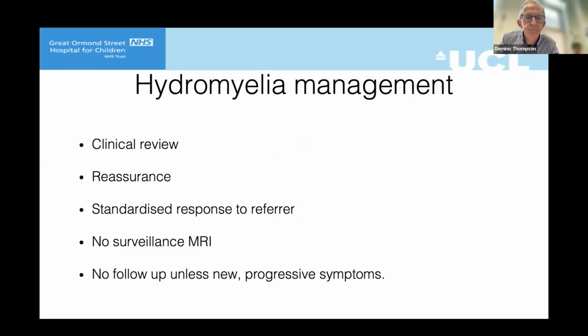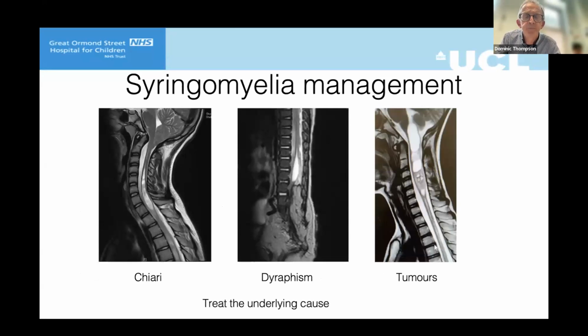So in terms of the hydromyelia, my personal follow-up regime here, I see them for clinical review. I generally reassure if those MRI characteristics are confirmed. I have a standardized response to the referrer explaining that this is benign. I often quote those papers. I do not recommend a follow-up MRI scan. I certainly don't recommend contrast examinations in these children and wouldn't follow up unless, of course, there are any new or progressive symptoms, which, as I say, in my experience, is incredibly unusual in these cases.